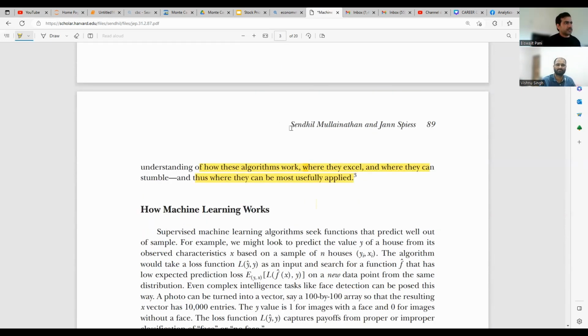But I know this guy, Sendhil Mullainathan, the professor. He has a computer science background. I think he did his bachelor's degree in computer science, but he did his PhD in economics at MIT. So the point here is that he's also recognizing the good things.